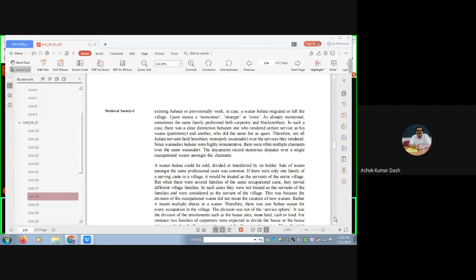A Vattan Baluta could be sold, divided or transferred by its holder. Sale of Vattan among the same profession caste was common. Vattan means whatever right is given. If there were only one family of a serving caste in a village, it would be treated as the servant of the entire village. And when there were several families of the same occupation caste, they served different village families.